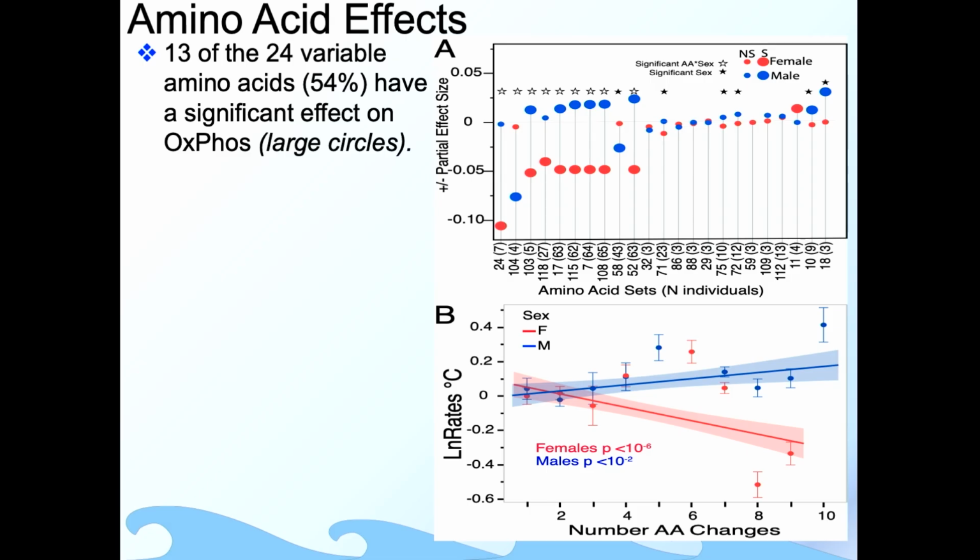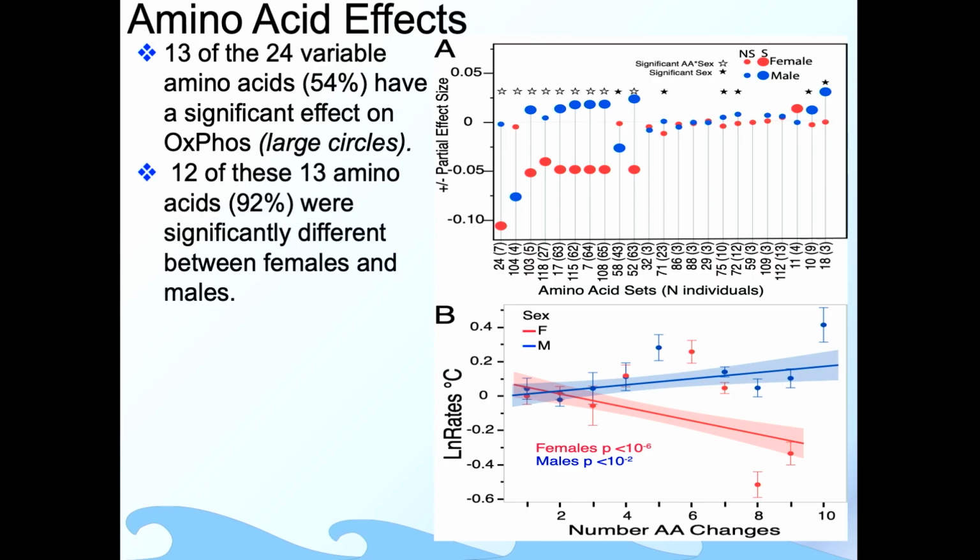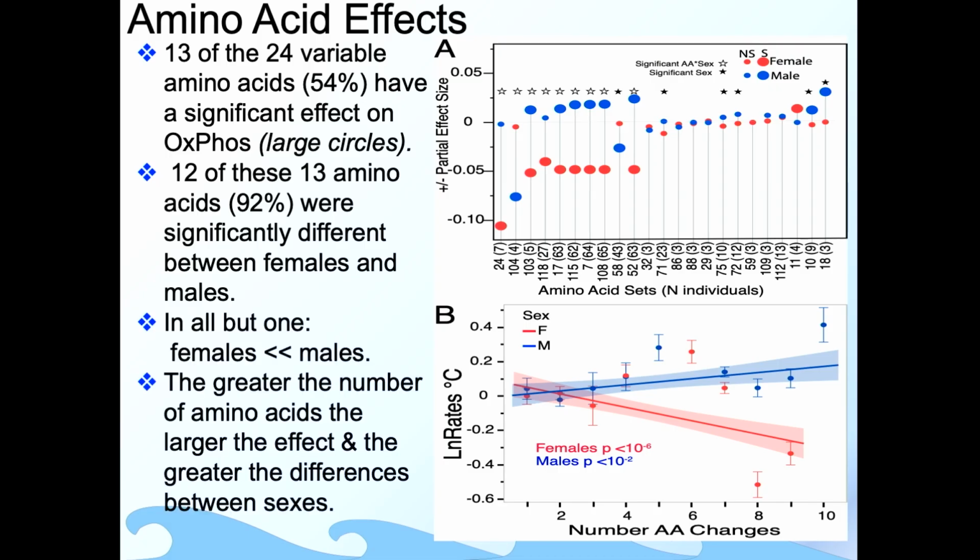What you're supposed to see is that 13 to 24 amino acids have a significant effect on oxidative phosphorylation rates. 12 of these 13 amino acids are different between males and females, where females are typically less than males. The other thing you can look at is just the sum of the amino acid change on the bottom graph, B, and again the mitochondrial rate on the y-axis. What you can see is the more amino acid change you have, the lower the metabolic rates in females, but the greater the rate in males. It's the opposite effect in the two sexes.